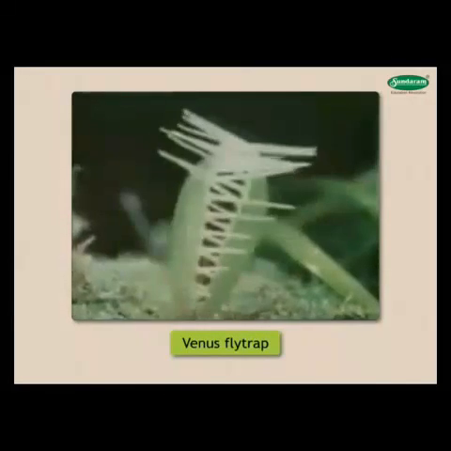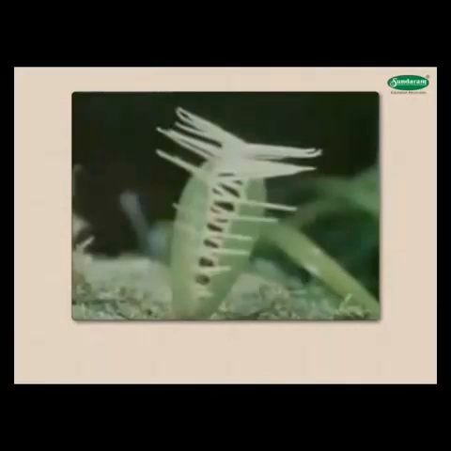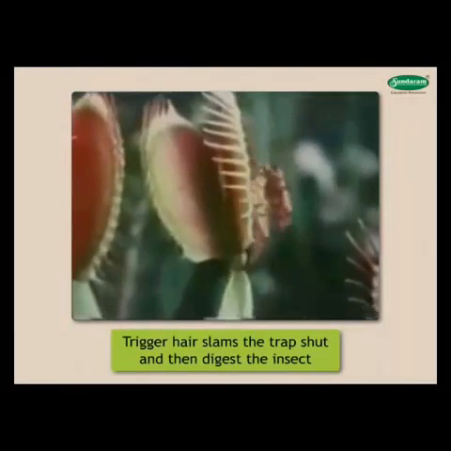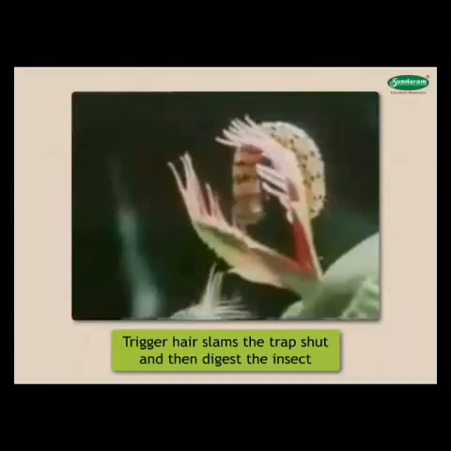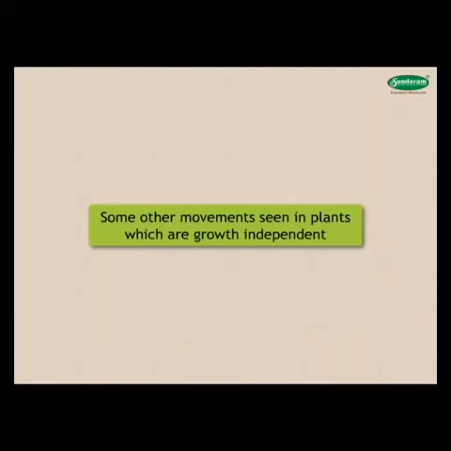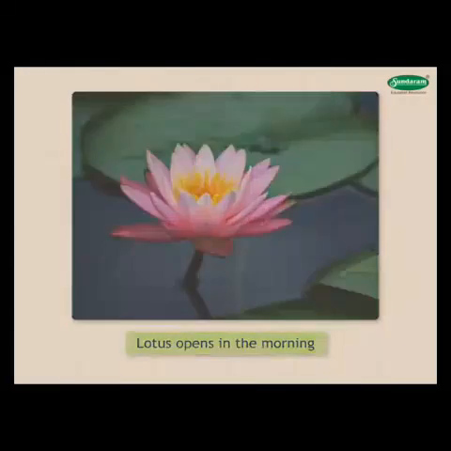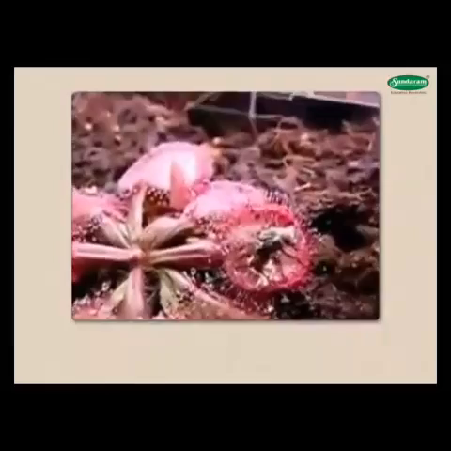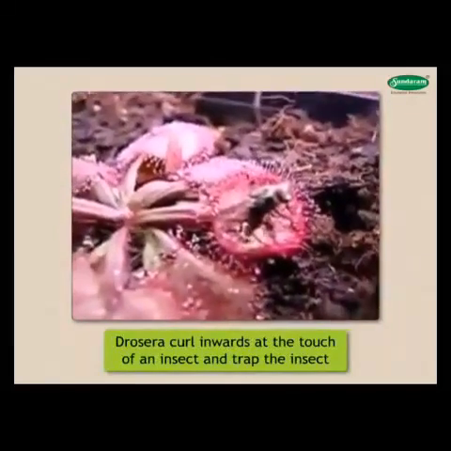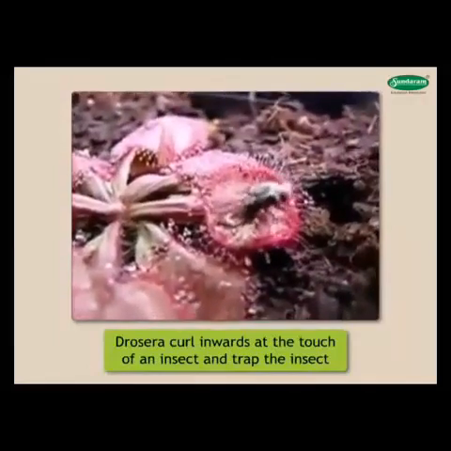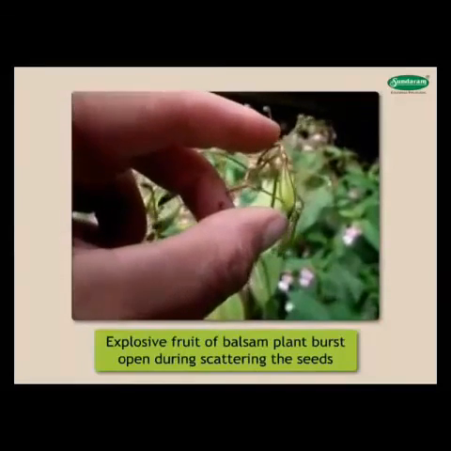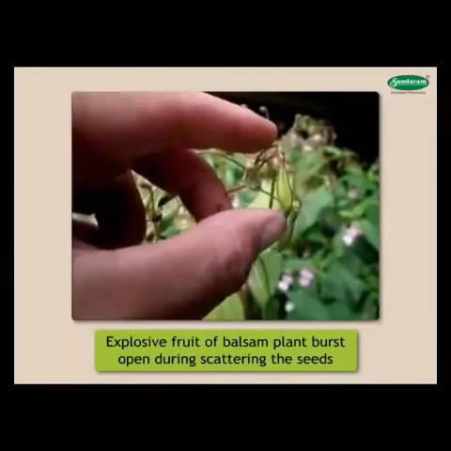The Venus flytrap has a trap which looks and smells like a flower to insects. When they land on it, they touch a trigger hair which slams the trap shut, and they are then digested by the plant. Some other movements seen in plants which are growth independent are lotus opening in the morning and the tuberose at night. The tentacles on the leaves of insectivorous plants like Drosera curl inwards at the touch of an insect and trap the insect. The explosive fruit of the balsam plant bursts open at the appropriate time, thus scattering the seeds.